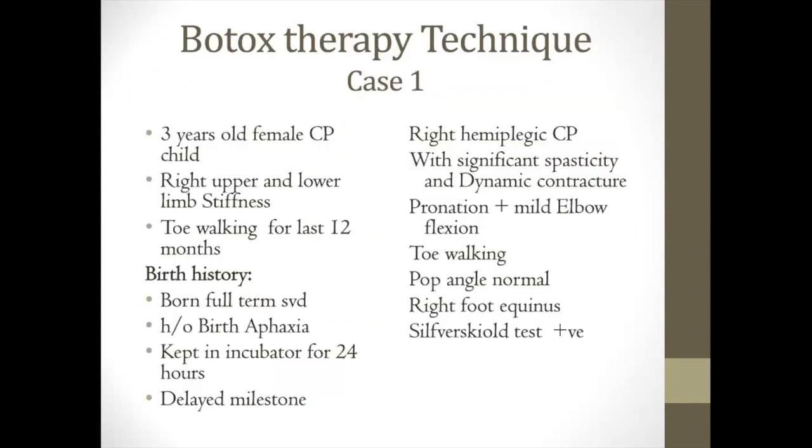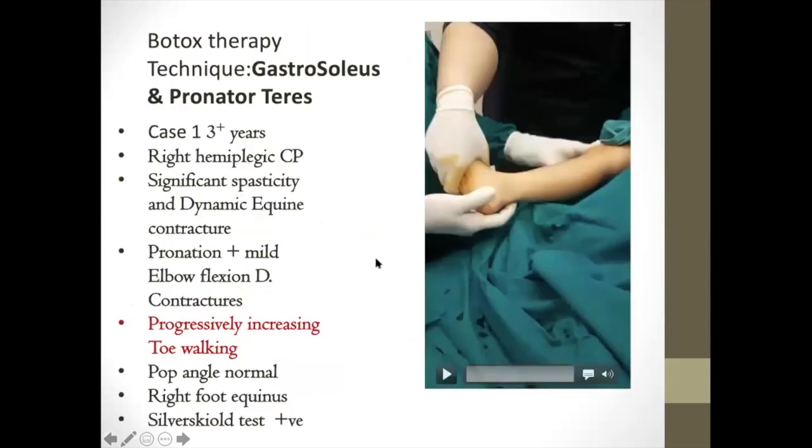So here is case one. This was a 3-year-old female child having spasticity of the upper limb and lower limb, from birth asphyxia. She is hemiplegic with significant dynamic contracture at the elbow, pronation, and toe walking. But her popliteal angle was normal. The right foot was equinus and the Silfverskiöld test was positive. This was a candidate for Botox therapy.